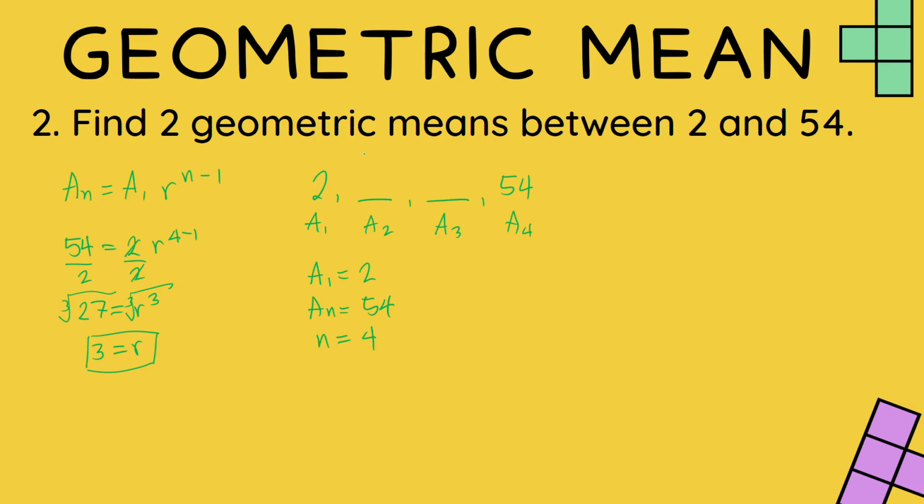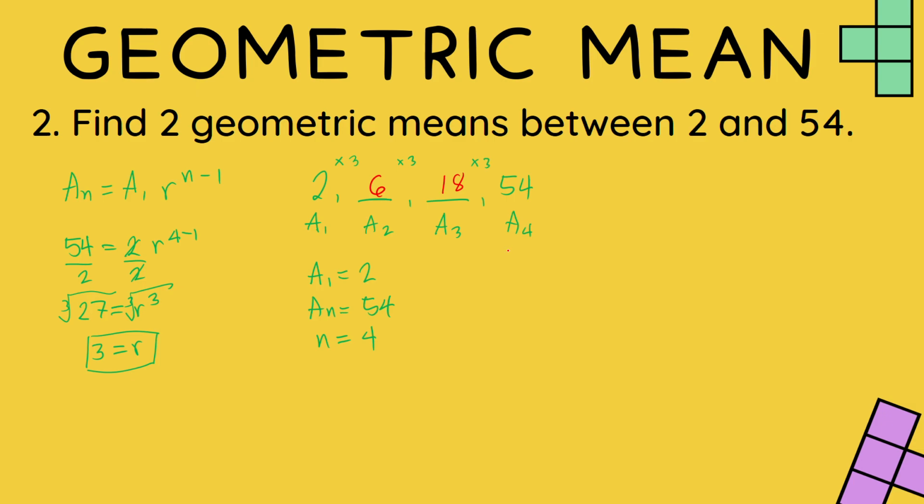So with this, we multiply this by 3. Also here by 3. And this one by 3 to check if our answer would be correct. So 2 times 3 is 6. 6 times 3 is 18. And 18 times 3 is 54. Okay, so our answer is 6 and 18 are the two inserted geometric means.